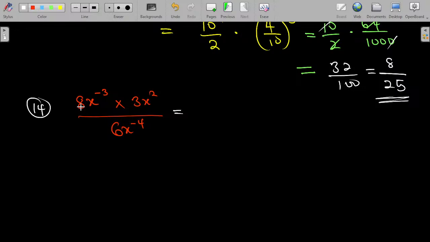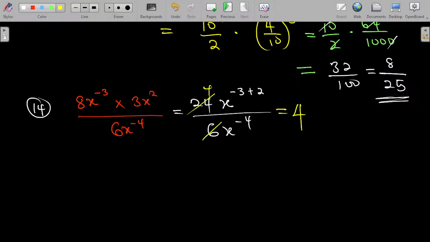So here, 8 will multiply your 3 to give us 24. Then x will multiply x, and that will just be the powers we add. So you just have minus 3 plus 2, all over here you have 6x raised to the power of minus 4. Okay, and you are close. So here 6 can divide 24 to give us 4. And so we have 4, and then x. Now remember that this one will give us minus 1. So we can just remove it and replace it with minus 1.